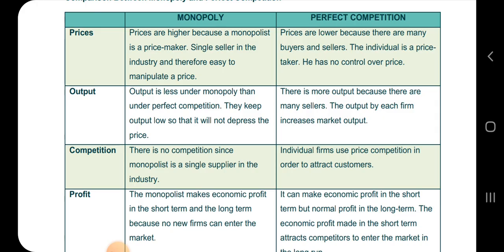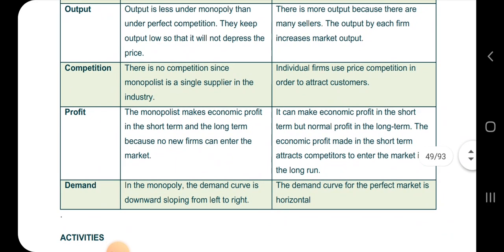There is more output in perfect competition. Monopoly can only produce this much because there are not so many people producing that product. But with perfect competition, a lot of people are producing, so output is high. There's no competition in monopoly, but in perfect competition, the individual firms use price competition in order to attract customers. Profit: a monopoly makes economic profit, while perfect competition makes economic profit only in the short run and normal profit in the long run.